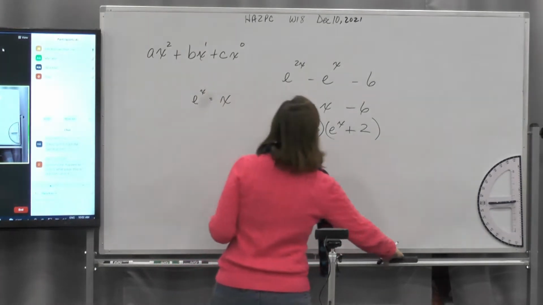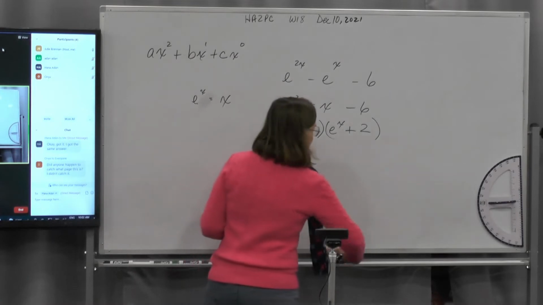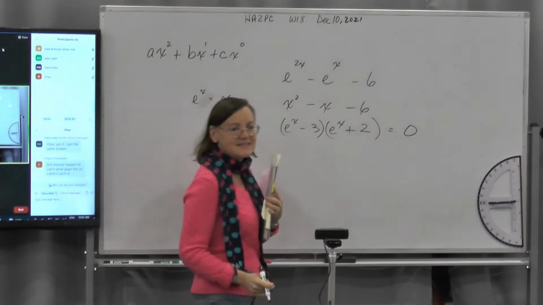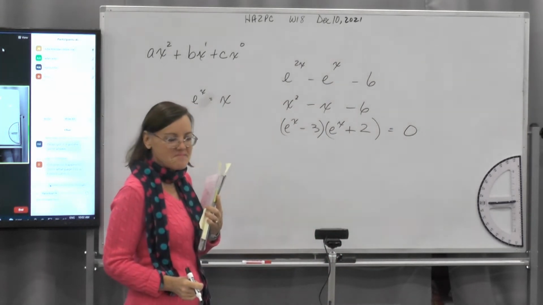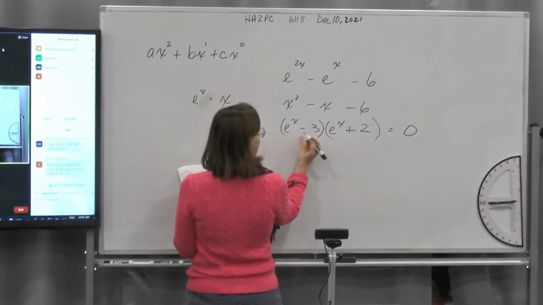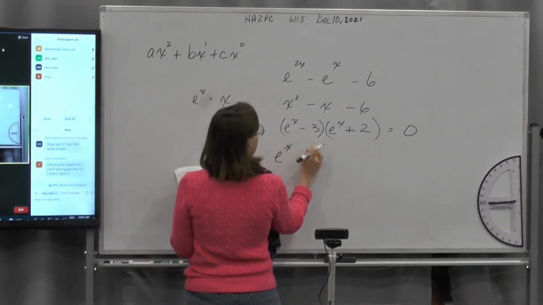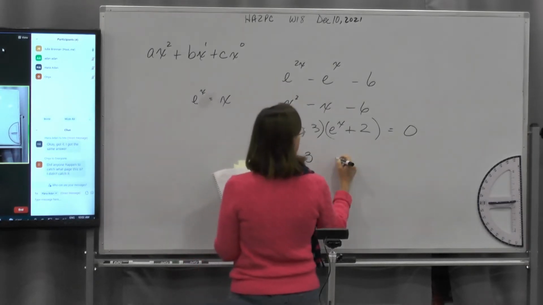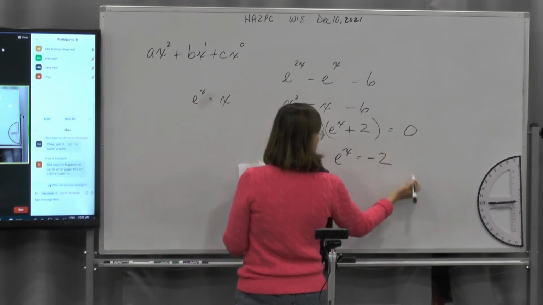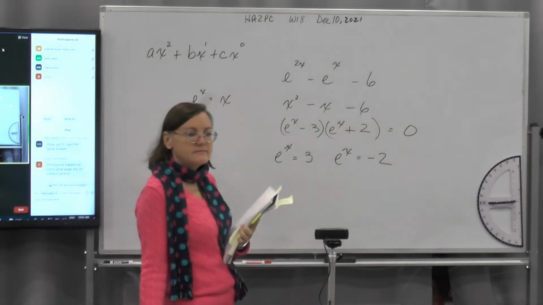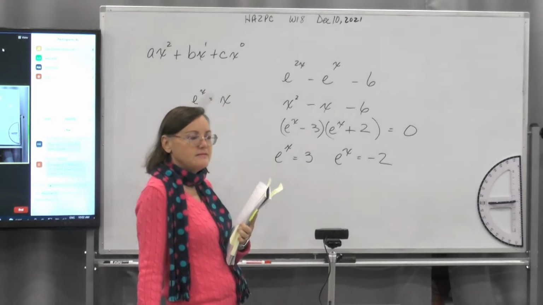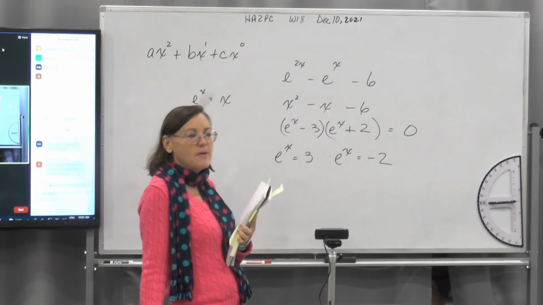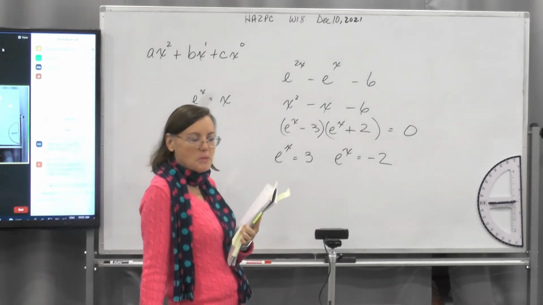So to solve it, we're not done yet. Solving any quadratic means setting it equal to 0. So what I have is either e to the x minus 3 equals 0, or e to the x plus 2 equals 0. So e to the x is equal to 3, or e to the x is equal to negative 2. Does anybody see a problem with one of those? The negative 2. If I raise base e to any power, can I get a negative number out of it? No, so that one gets tossed.